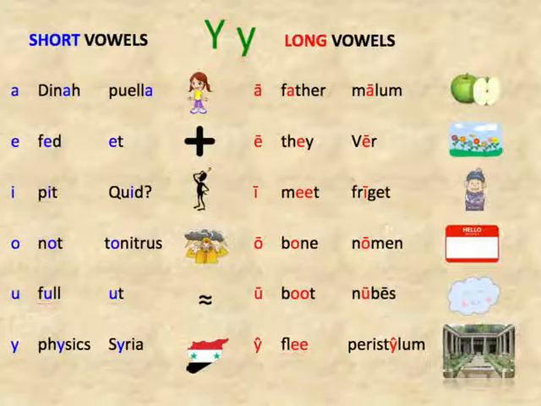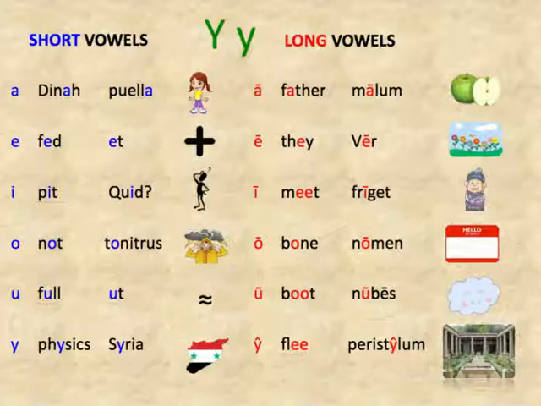Igreca, physics, Syria. E, flee, peristilum. Now, notice that Microsoft does not have a macron over a Y, so I'm stuck with that little pointy circumflex, which is a different kind of a long mark. But if you see that, just pretend it's a straight line. Pretend that's a macron. That's the best I can do with the resources I have at hand.